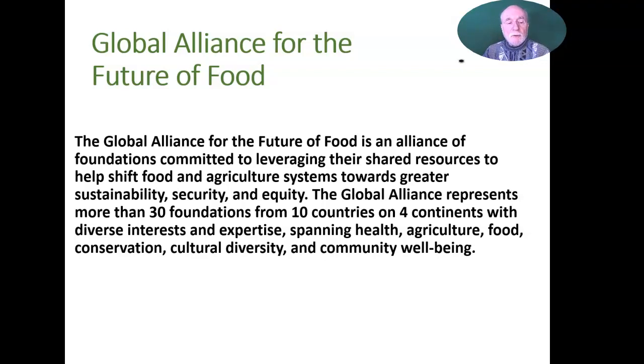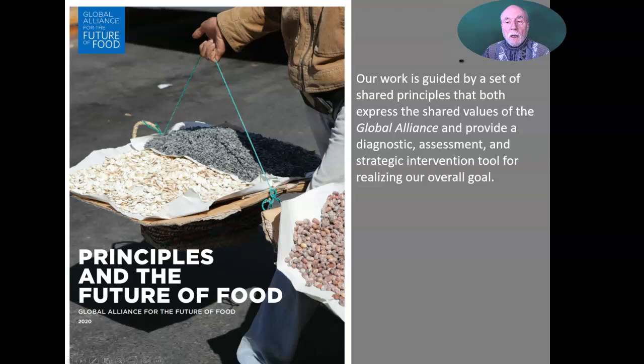The Global Alliance represents more than 30 foundations from 10 countries on 4 continents with diverse interests and expertise spanning health, agriculture, food, conservation, cultural diversity, and community well-being. They have come together, guided by a set of shared principles that both express the shared values of the Global Alliance and provide a diagnostic, assessment, and strategic intervention tool for realizing, they say, our overall goal.